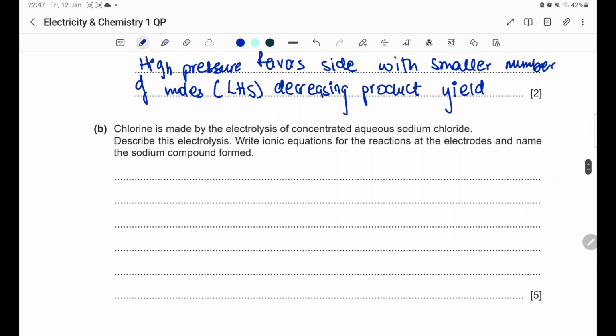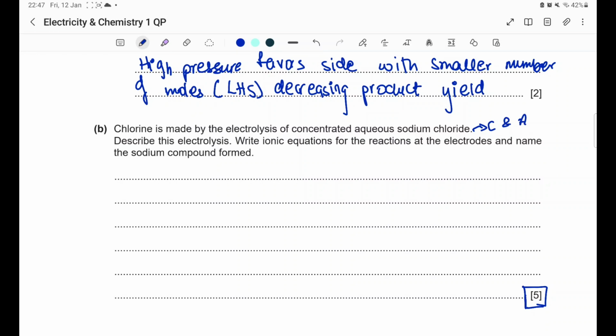Alright, chlorine is made by the electrolysis of concentrated aqueous sodium chloride. Describe this electrolysis. Write ionic equations for the reaction at the electrodes and name the sodium compound formed. This is worth 5 marks. You need to make sure you are addressing all of these points, that you're writing ionic equations for the cathode and the anode, and you're naming the sodium compound formed.